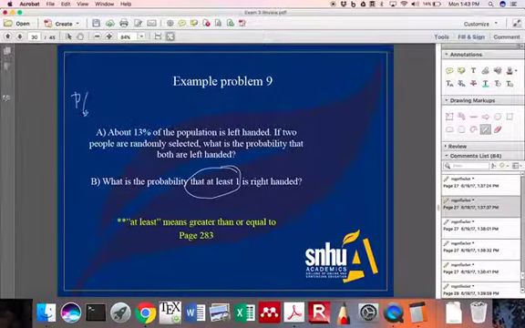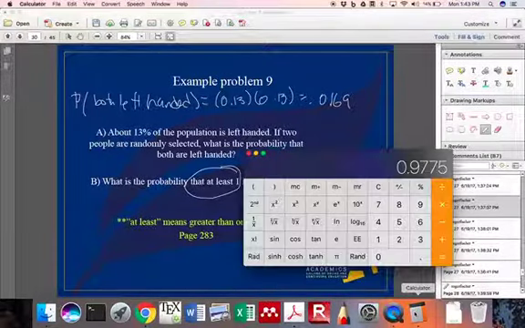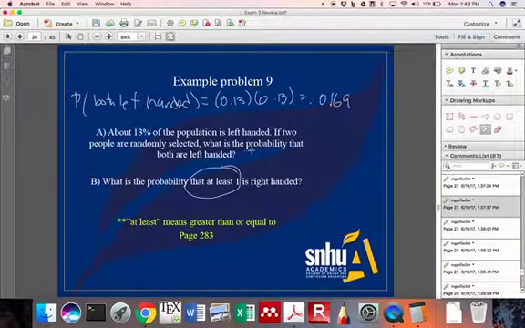So let's take a look at this. The probability both are left-handed should be the probability that the first person we choose is left-handed, and then the second person is independent of the first person. So we get 13 hundredths times 13 hundredths, 169 ten-thousandths, which is 0.0169. Let me double check that. 0.0169. Sweet. So that's that probability.